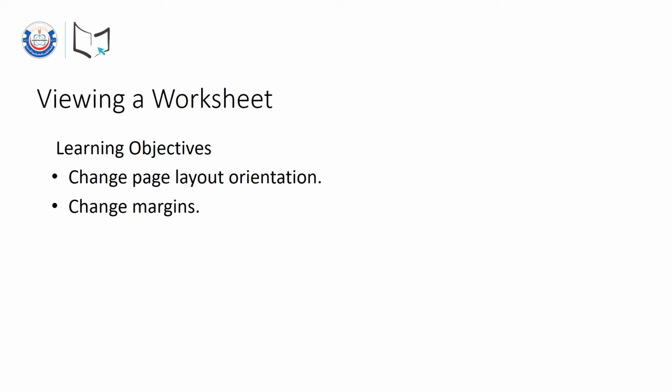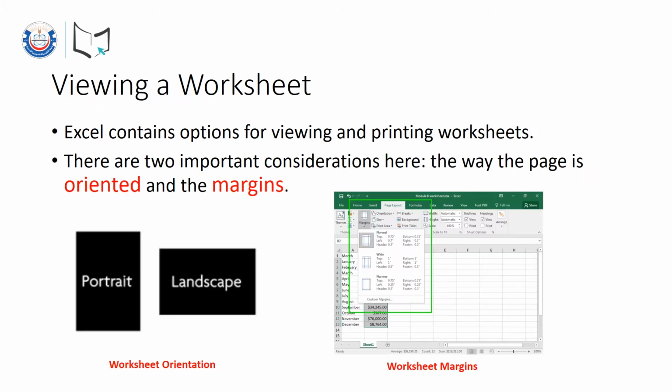After finishing this activity, you'll be able to change page layout orientation and change margins of Excel worksheets. Excel contains options for viewing and printing worksheets. There are two important considerations here: the way the page is oriented and the margins.